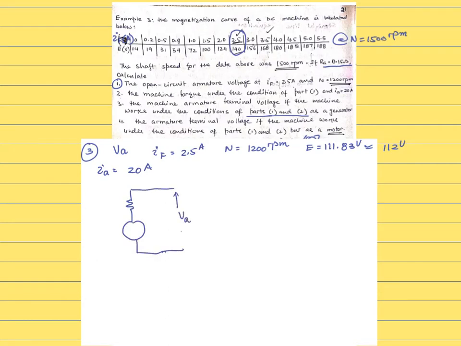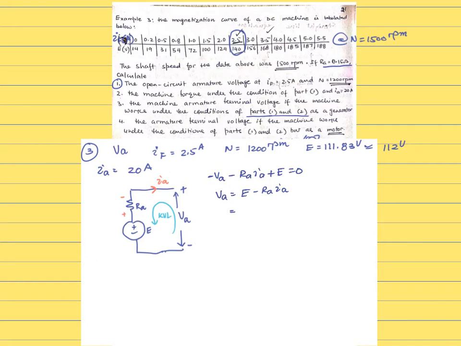So in case of a generator, it supplies the armature terminal. So this is how the flow of the current will be. That's the main difference between the operation of the motor and a generator. And that is how the polarity of the resistive voltage drop will be like this. So now you can apply KVL because we're finding VA. So negative VA, negative RAIA plus E equals 0. So VA is going to be E minus RAIA.